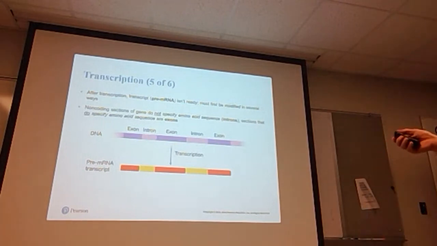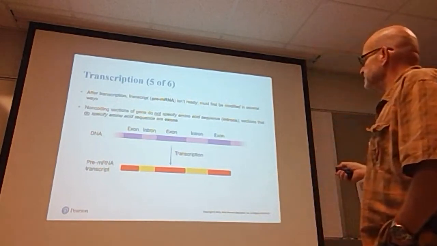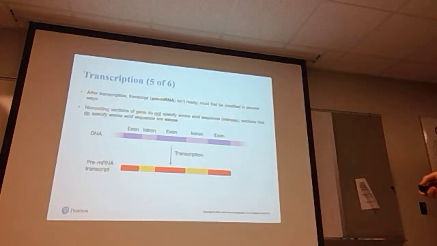After transcription, the transcript, the pre-messenger RNA, isn't quite ready. It must first be modified in several ways. The non-coding sections of a gene do not specify amino acids. These are referred to as introns. The sections that do specify the amino acid sequence are called exons. So you have introns and exons.